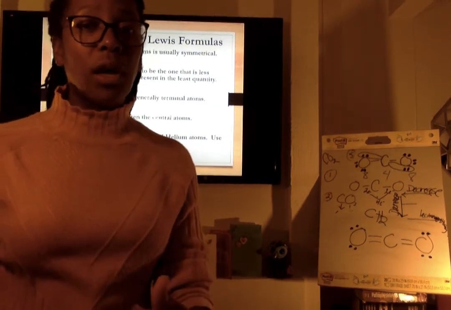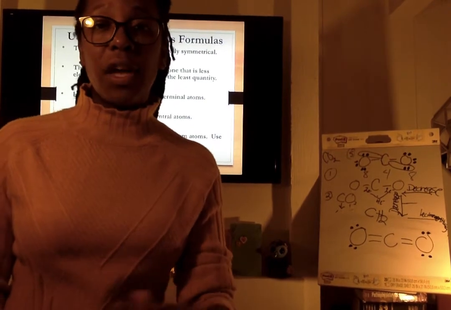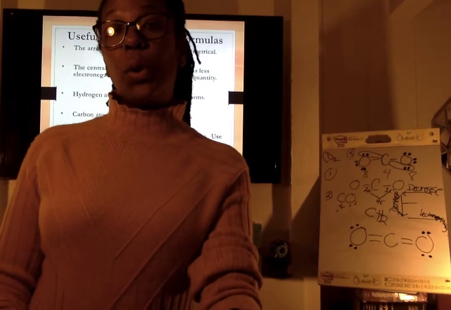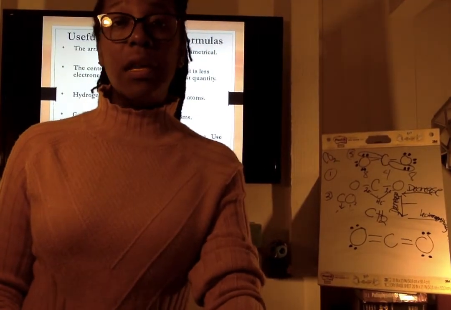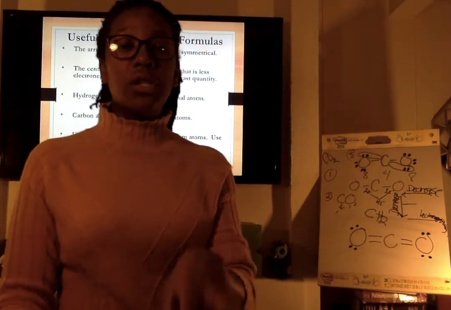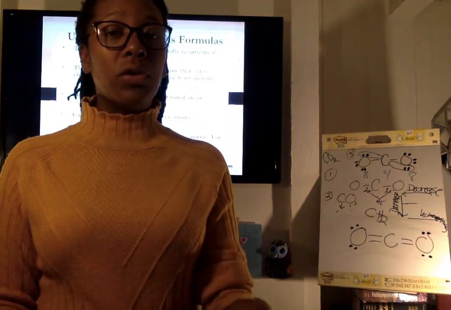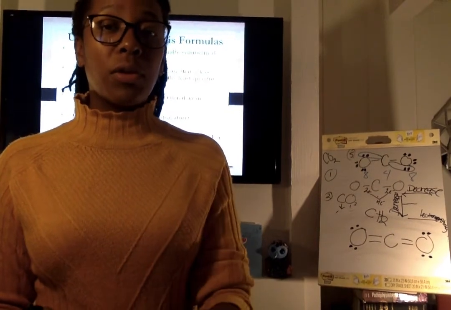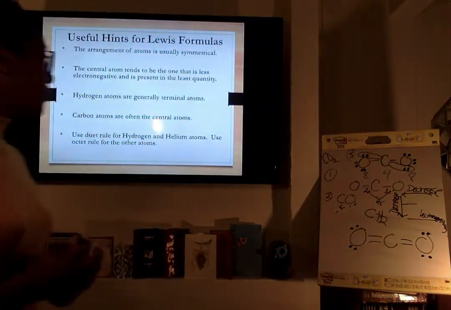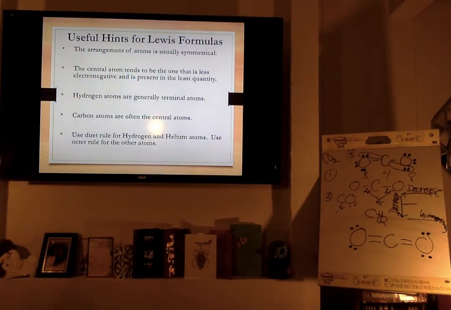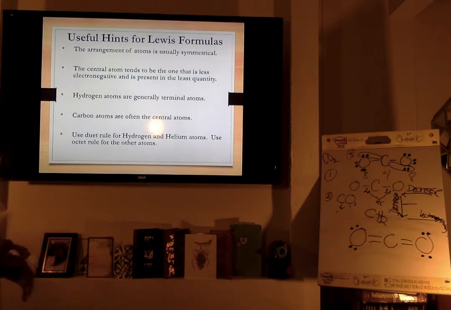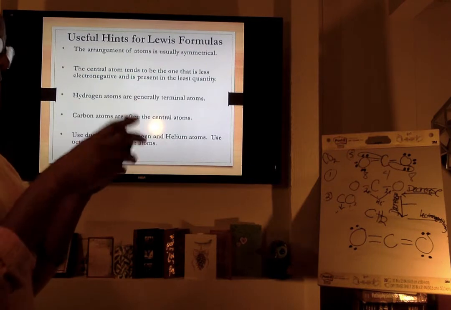It can only share with 1 other electron because it's wanting to satisfy the duet rule, which means that once it has 2, it's full, right? Like all the rest of them want 8, but hydrogen only wants 2, hydrogen and helium. So once hydrogen has 2 electrons, it can only share one with 1 other electron. So that's why it can only be terminal. Okay, so, going off of what I was just saying, use the duet rule for the hydrogen and helium atoms, use the octet rule for the other atoms. All right, let's just keep going.